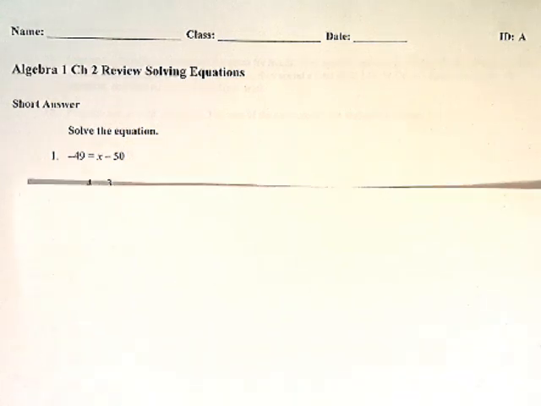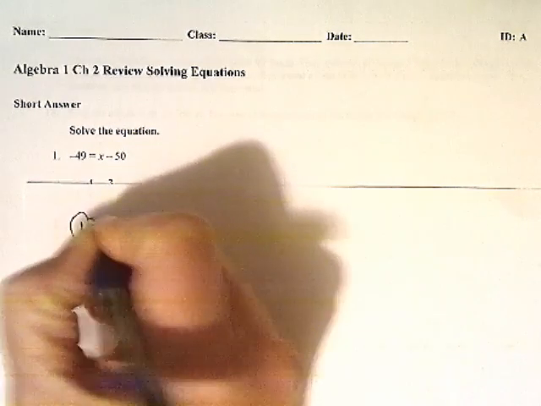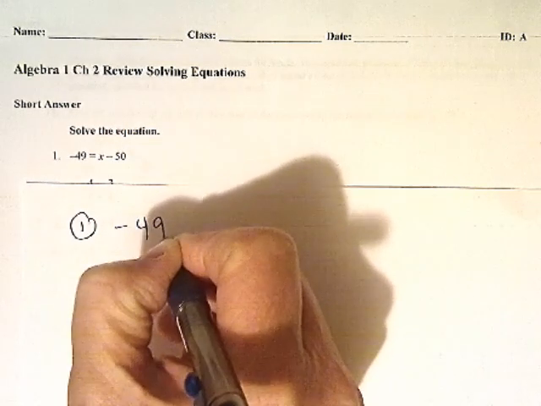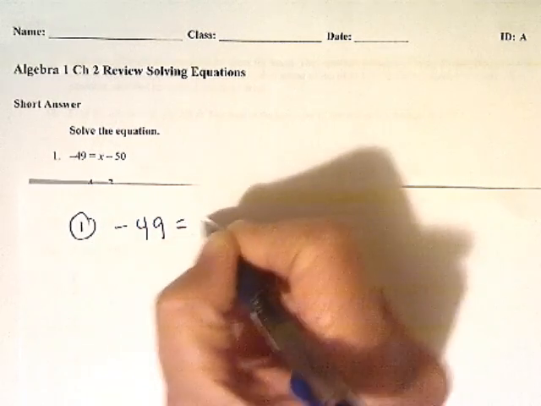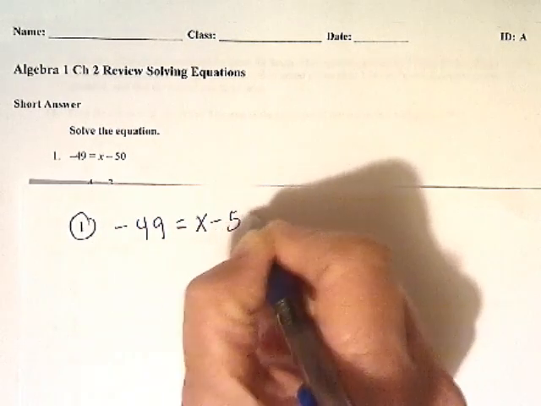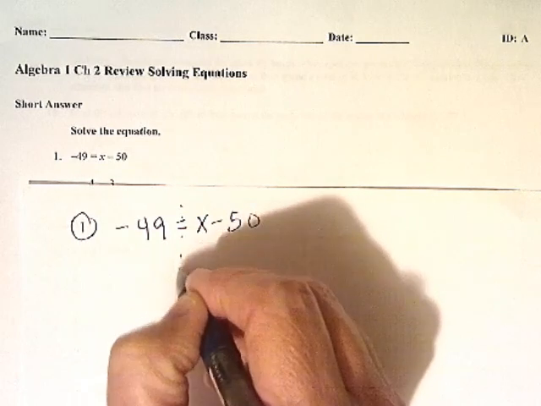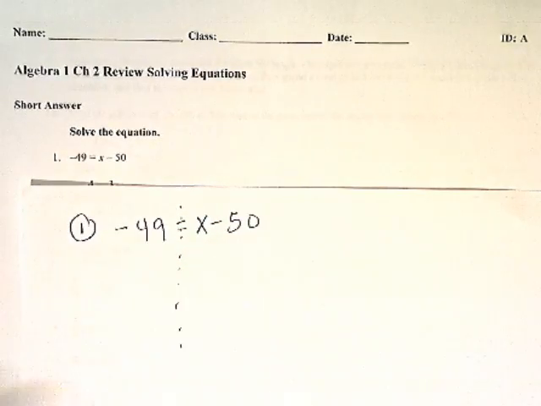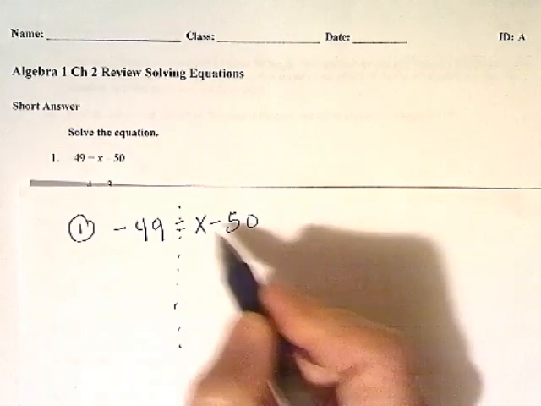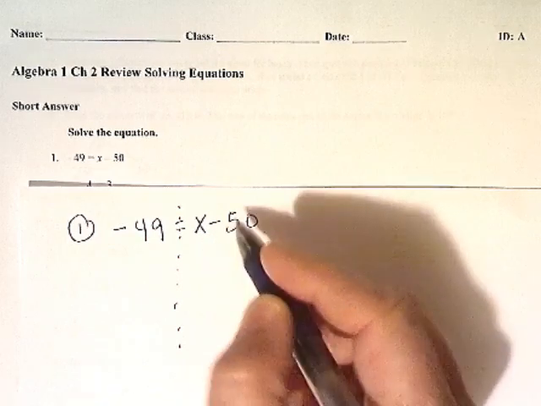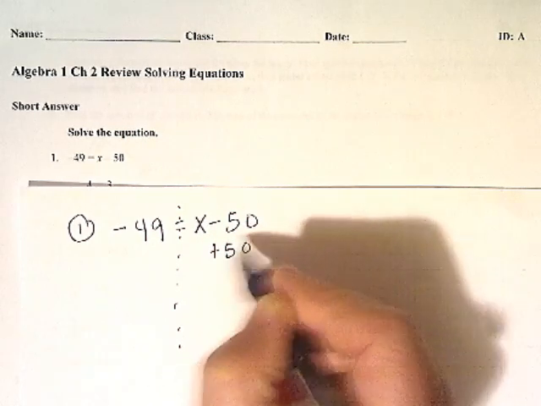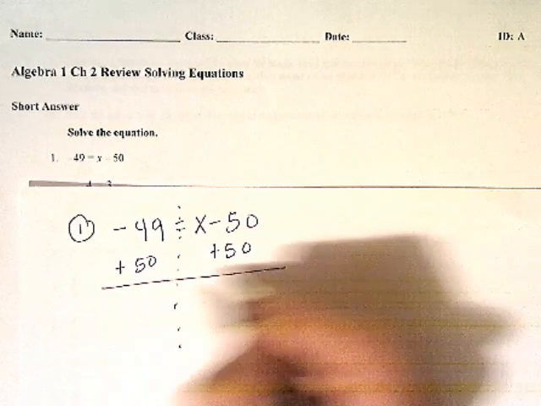Algebra 1, Chapter 2, Solving Equations. Problem 1 says negative 49 equals x minus 50. There's our equal sign. Then we have a left side and a right side. We want to isolate the variable x. We're going to do that by adding 50 to each side.